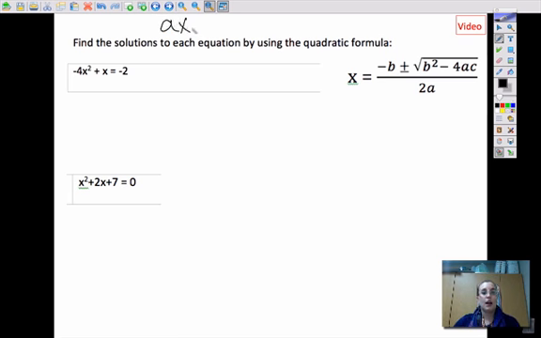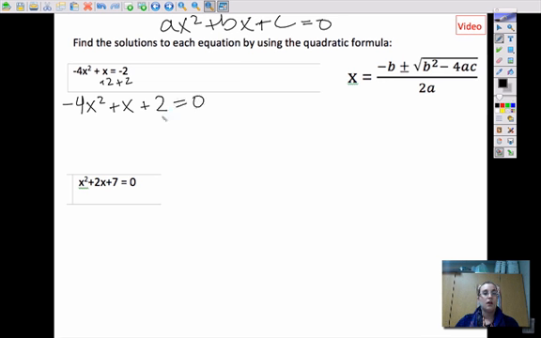It needs to be ax squared plus bx plus c. So I'm going to make sure that it equals 0 by adding 2 in this equation. I'll get negative 4x squared plus x plus 2 equals 0. And that means that my a and my c are given, and my b is not in there. Remember that if there's no number in front of x, it's like having 1. So I'm going to use a as negative 4, b as 1, and c is 2.